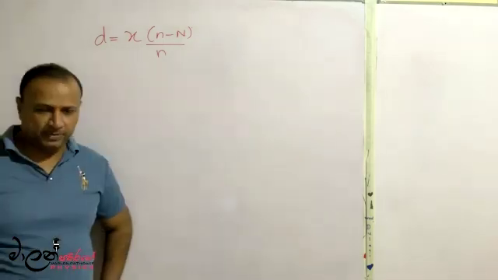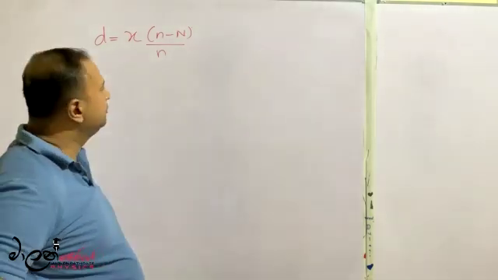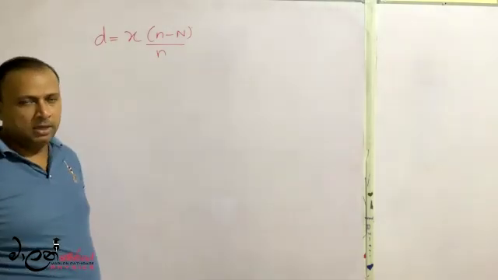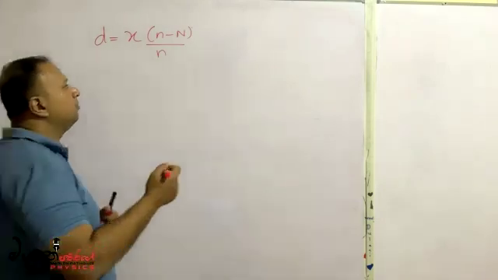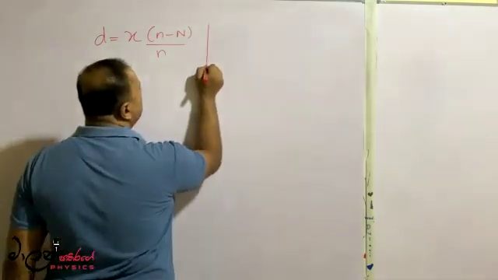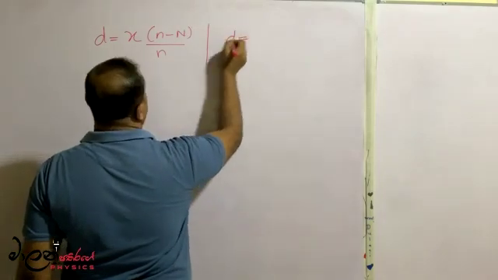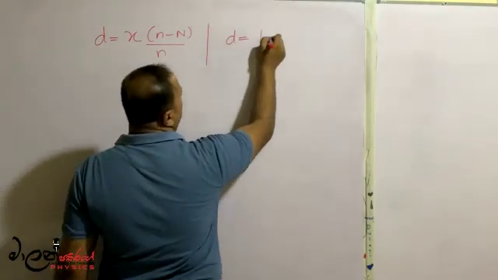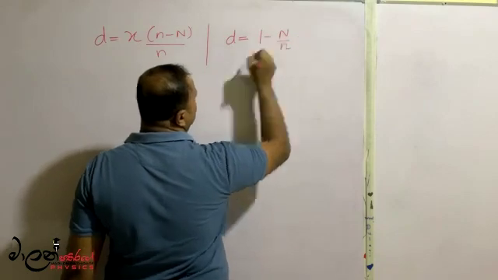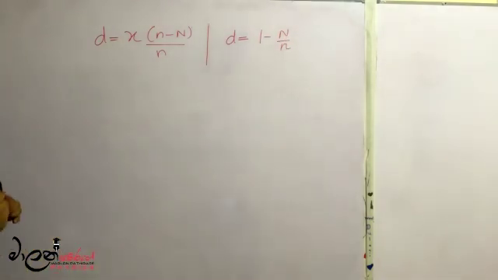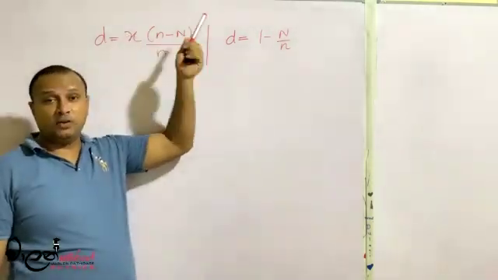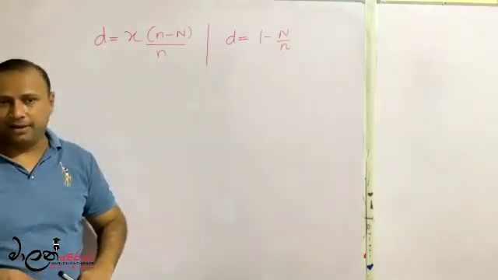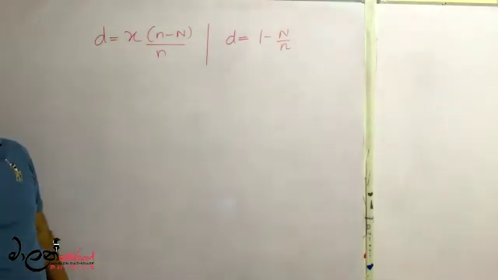Find the least count. When you are finding the least count, please use both the equations. One is this one, and the other is 1 minus n over N. Actually, this can be used when the x value is equal to 1, okay? Otherwise, we cannot use this equation.